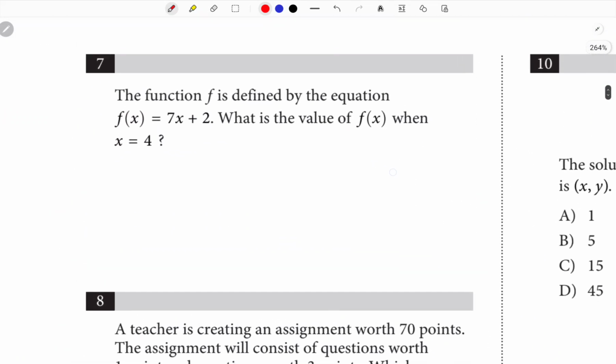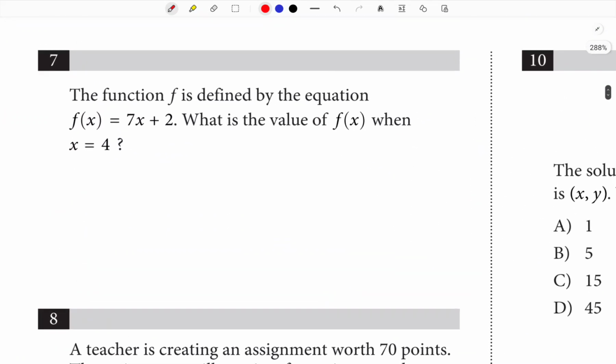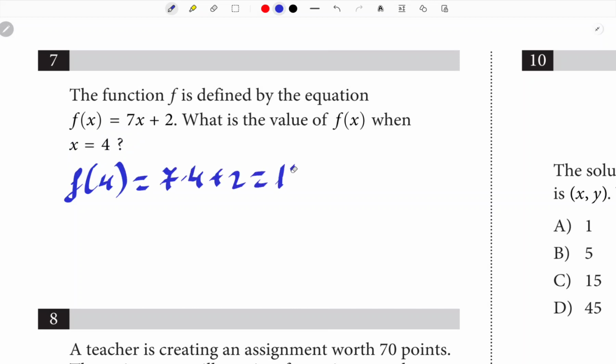And question 7. The function f is defined by the equation f of x is equal to 7x plus 2. What's the value of f of x when x is equal to 4? So it means that f of 4 is equal to 7 times 4 plus 2. 28 plus 2 is equal to 30.